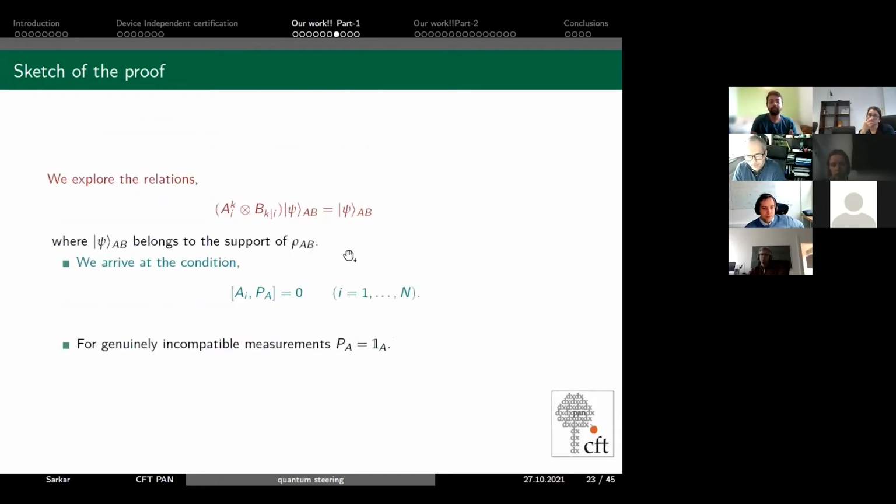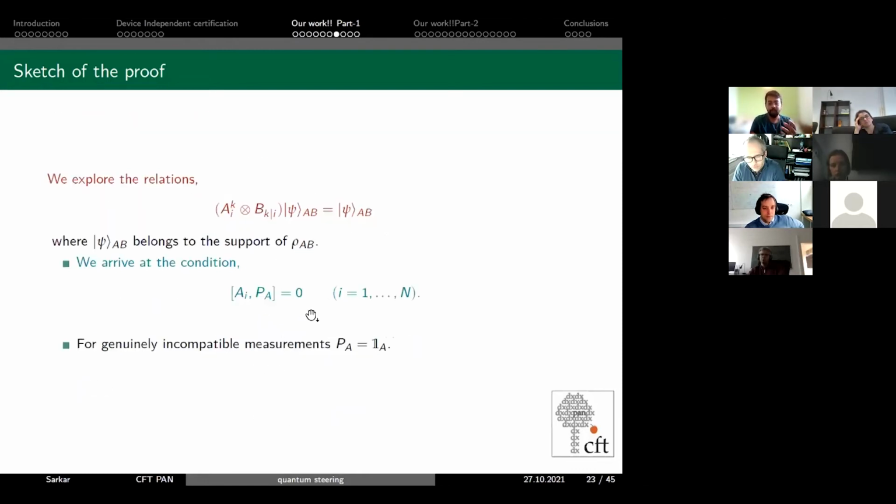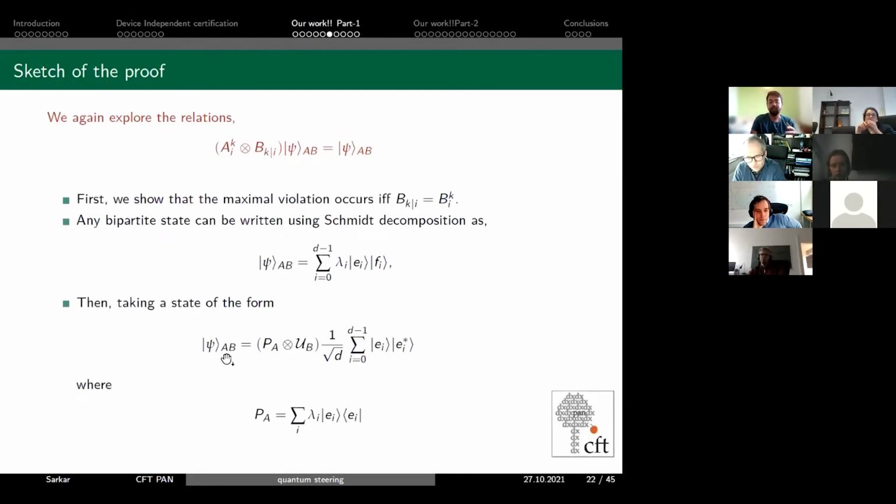So what you can prove from here is that all of Alice's measurements must commute with this matrix P_A. And then for generally incompatible measurements, you can prove that this condition implies that your P_A is identity, which means that your state is just identity times some unitary with phi plus. So what you proved is that up to a local unitary on Bob's side, your state is actually phi plus.